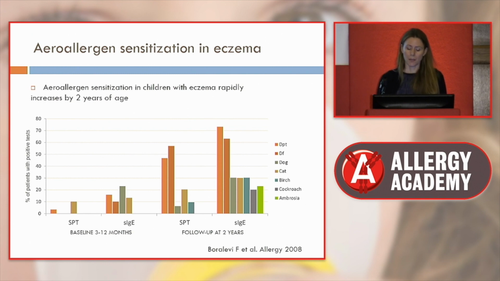Then they monitored these children over a period of time, and they found that aeroallergen sensitization in these children with eczema rapidly increased by the time they were 2 years of age. You can see here that specifically for house dust mite, and we know that it's house dust mite that is the highest risk for asthma, between 60 and 70% of these children had a positive IgE to house dust mite, and between 45 and 67% had positive skin prick testing, only at 2 years of age. So this is happening very early on.